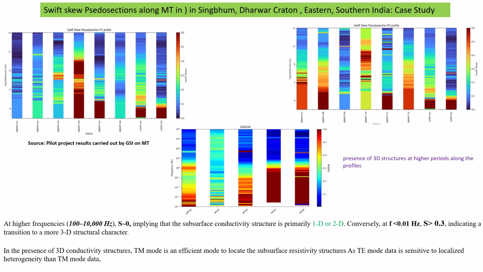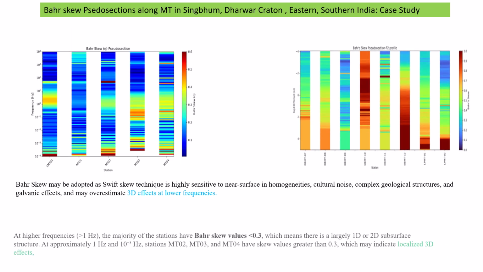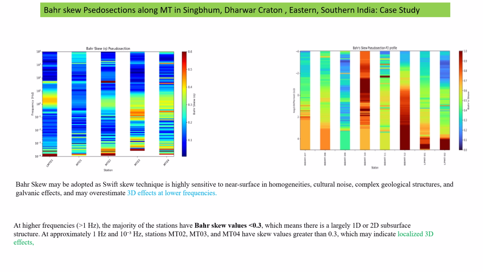So TM mode is an efficient mode for locating the subsurface resistivity structure, because TM mode is more sensitive to the heterogeneity. Now we can see there is also Bahr skew, another method which can be adopted instead of shift skew, because the shift skew technique is highly sensitive in the near surface. There will be cultural noise, complex geological structures, and galvanic effects, due to which it may overestimate the 3D effects at the lower frequency. So to see the lower frequency data, the Bahr skew method is effective.